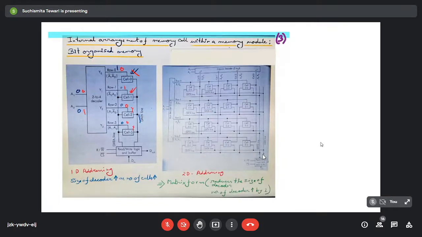Okay, so we are moving on to the next section. Now what is the next section? Here we are going to deal with the internal arrangement of memory cells within a memory module. Here we are actually going to see how many ways there are to arrange the memory locations if we want to design a memory module. This is actually not memory cell, but it should be memory locations. Why? You will understand that in a bit.